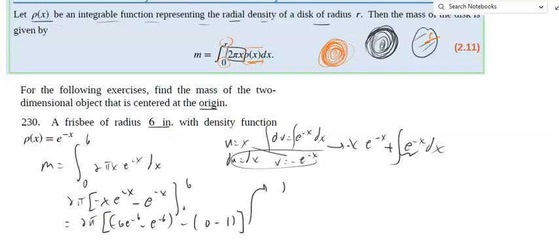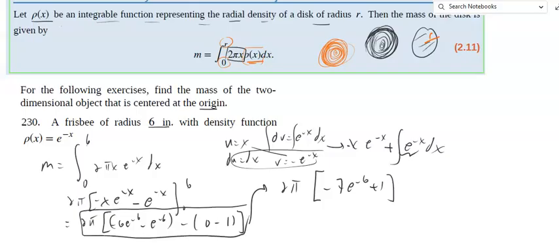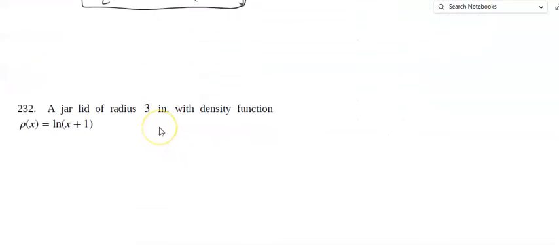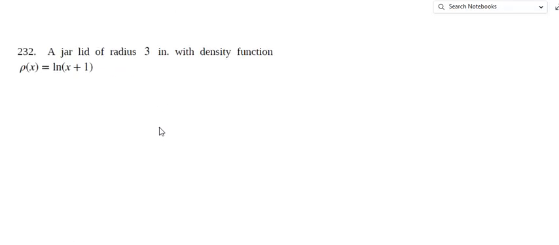And you end up with 2 pi times negative 7 e to the negative 6. Of course, you could leave the answer like that on a test or a quiz. And there it is. And another problem, just to make sure that we're getting this. And I'm more interested in you doing those, to practice the integrals more than anything.